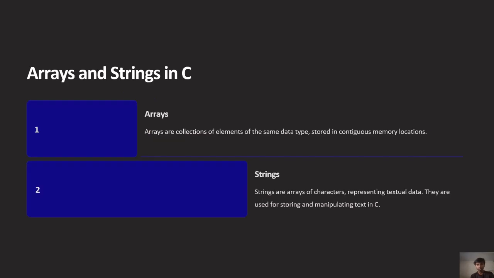Arrays and strings in C. Arrays are collections of elements of the same data type stored in contiguous memory locations. Strings: strings are arrays of characters representing textual data. They are used for storing and manipulating text in C.